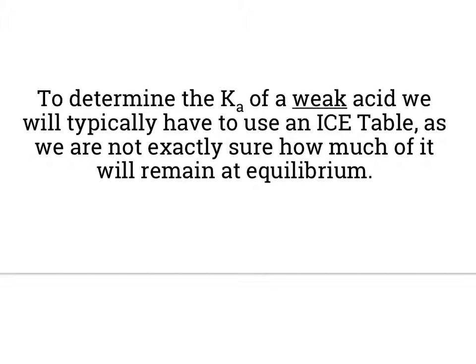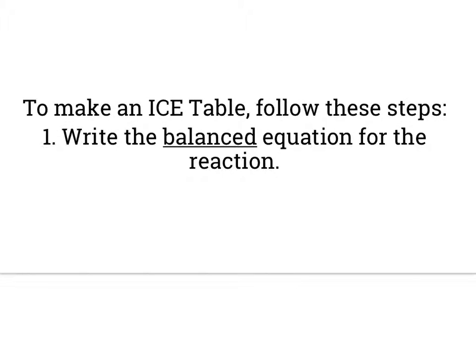To determine the Ka of a weak acid, we typically have to use an ice table, mainly because we're not exactly sure how much of it will remain at equilibrium. We'll be given some values, but to actually determine the Ka, we have to do a little bit of math to use those values to determine what our numbers tell us about our acid. ICE, as you probably figured, stands for 3 different things. So to make an ICE table, follow these steps.